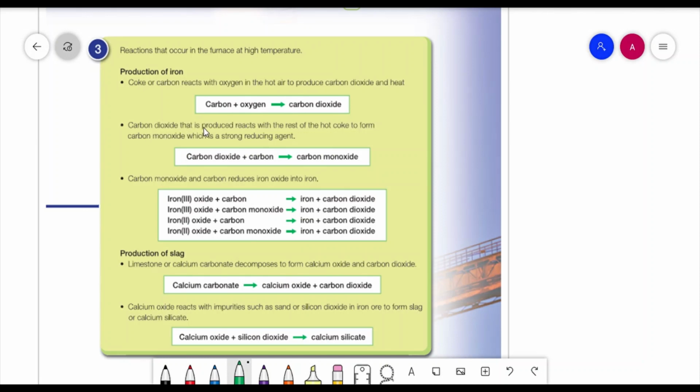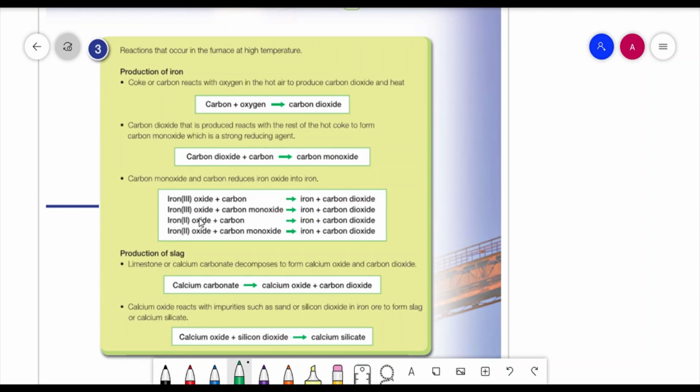The carbon dioxide that is produced reacts with the rest of the hot coke to form carbon monoxide, which is a strong reducing agent. So carbon dioxide reacts with excess carbon to form carbon monoxide. Carbon monoxide and carbon reduce iron oxide into iron. Iron(III) oxide plus carbon produces iron and carbon dioxide. So carbon will reduce the iron(III) oxide to form iron and carbon dioxide.